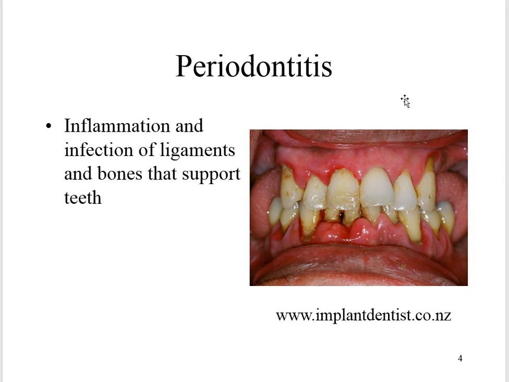Periodontitis. This is an inflammation and infection of the ligaments and bones that support the teeth. Occurs when gingivitis is untreated or treatment is delayed. Infection and inflammation spread from the gingiva, to the gums, to the ligaments and bones that support the teeth. Loss of support causes the teeth to become loose and fall out. It's the primary cause of tooth loss in adults.